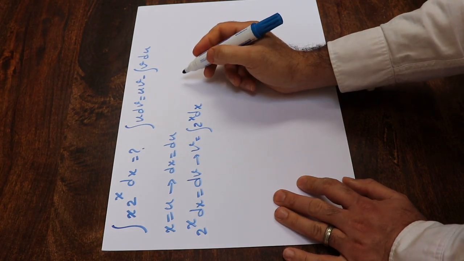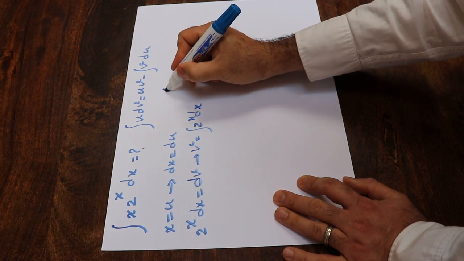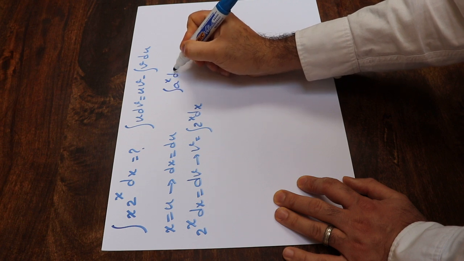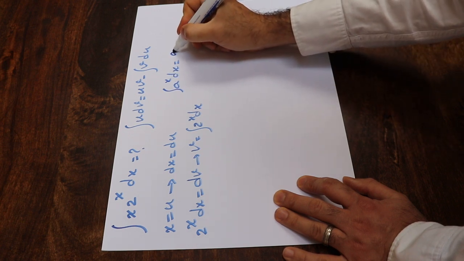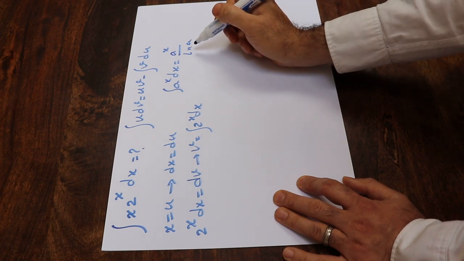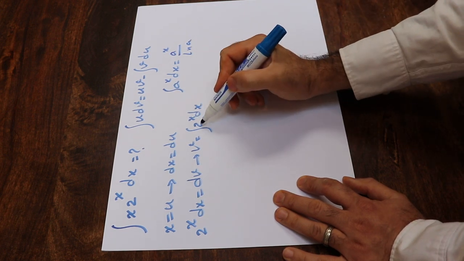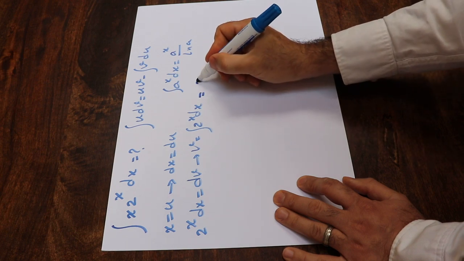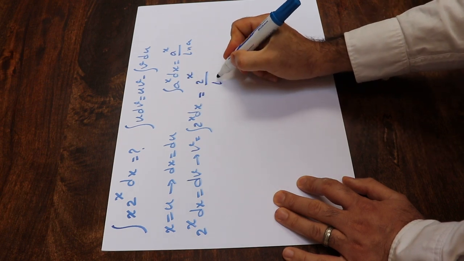Okay? From the table of integrals, we know that the integral of a to the power of x dx is equal to a to the power of x divided by ln a. So you should know that from the table of integrals. So here, a is equal to 2. Therefore, this integral will be equal to 2 to the power of x divided by ln 2.